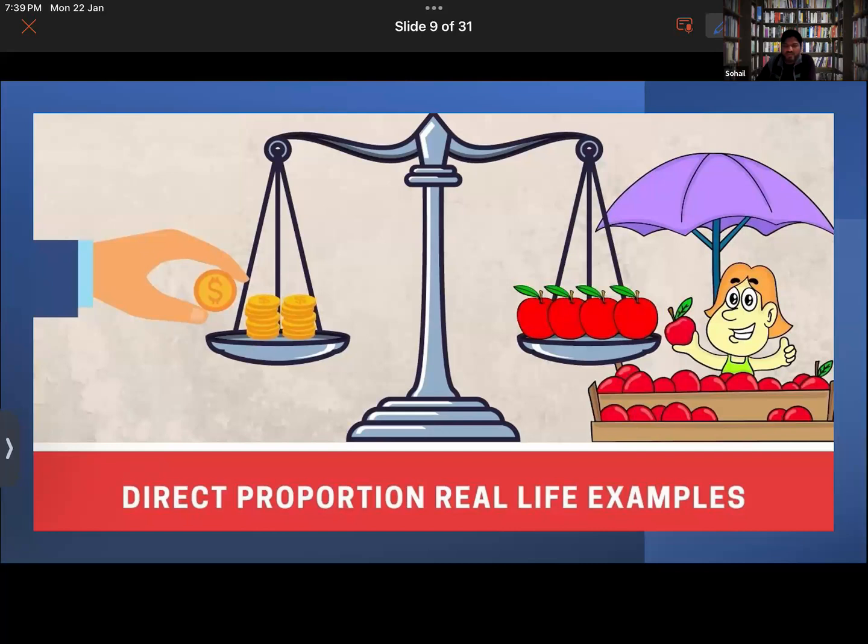Okay, so we have started this chapter, by the way, direct and inverse proportion. Is this in your syllabus, sir? Yes, sir. As I can see here. Yes. Okay, sir.